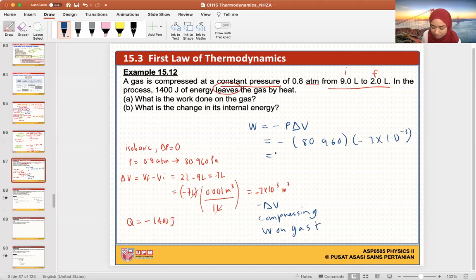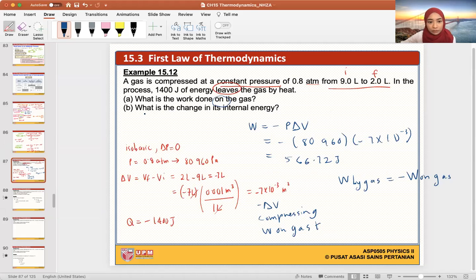So the answer is 8960 times 7 times 10 to the minus 3. So that will give me 566.72 joules. So that is the work done on the gas. So tanya on the gas. If the question says, what is the work done by the gas? I should have a negative here. Whatever answer that you get on the gas, by gas should be negative. Negative of work done on gas. So if you get a positive here, work done by gas is a negative. Work done on the environment is a negative.